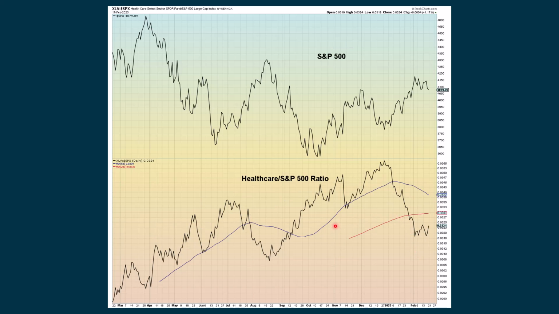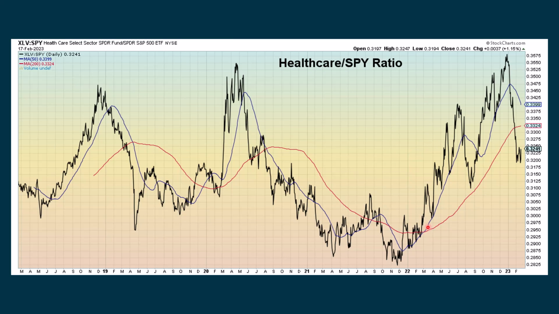Healthcare has also been in an overall uptrend, but we're seeing some weakness here, not enough yet to really trigger any kind of a cross. Here's another look at the healthcare to S&P 500 ratio, how healthcare had been really outperforming, but then as the market was going up at the beginning of the year, healthcare was really going down.